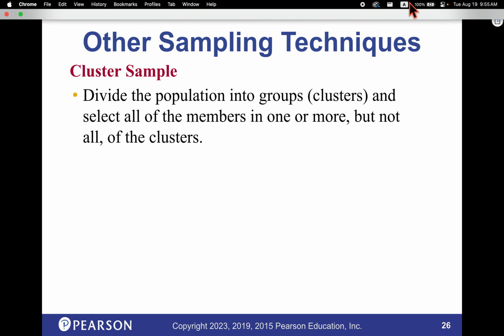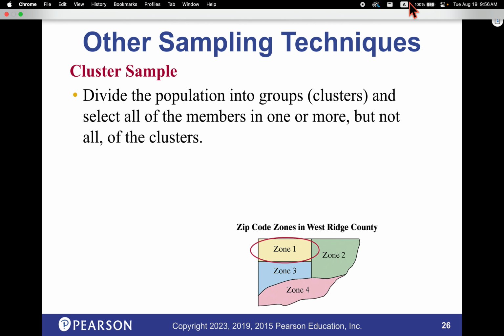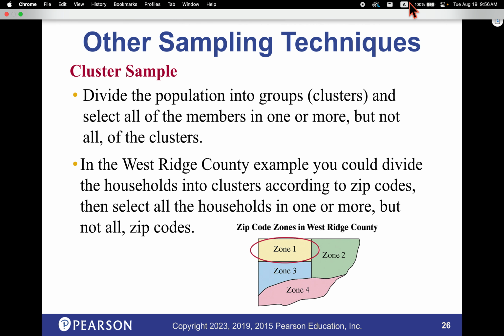Okay, so that's the difference with the cluster, that there's no random selection within the cluster. The cluster itself is either randomly selected or not. So that's kind of different from the stratified technique. So yeah, zip codes, take everyone from zone 1, they're in the study. Again, you could see some potential bias here, right? If you only have some from this zip code, you're going to get a particular type of answer potentially.